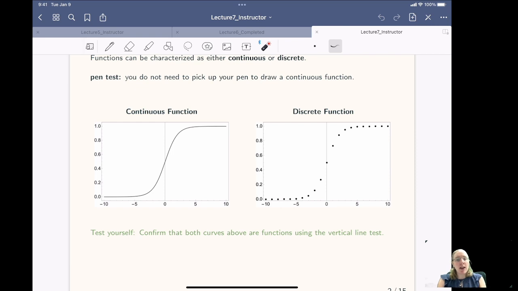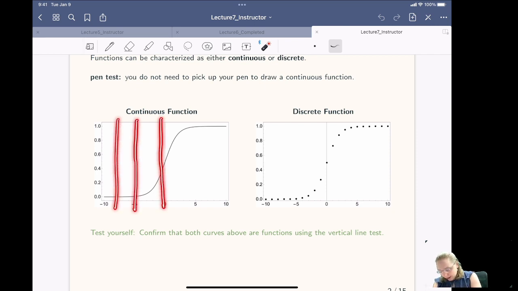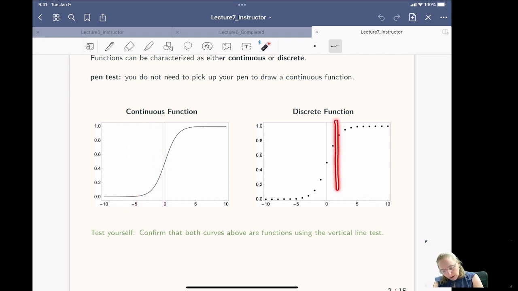Now test yourself and confirm that these functions are indeed functions by using the vertical line test. So pause the video here and then come back and let's look at whether or not these are actually indeed functions by using the vertical line test. So we can use the vertical line test here, and it only ever intersects that curve at a single point. That is also true of a discrete function. It's just that sometimes we draw a line and it doesn't intersect any of those points.